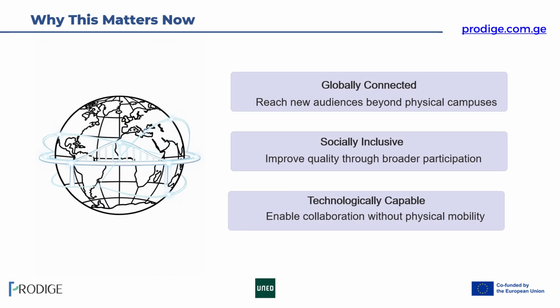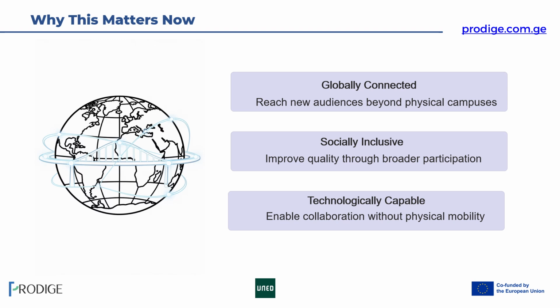Distance education has fundamentally changed how higher education institutions think about being international. Universities today are expected to be globally connected, socially inclusive, and technologically capable at the same time. This creates an important opportunity. Distance learning not only helps institutions reach new audiences, but also offers new ways to improve the quality and scope of internationalization. It can reduce barriers, build bridges, and sustain academic collaboration across borders, even when physical mobility is limited.